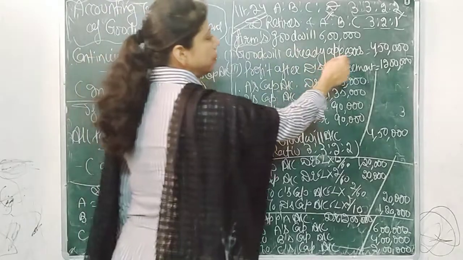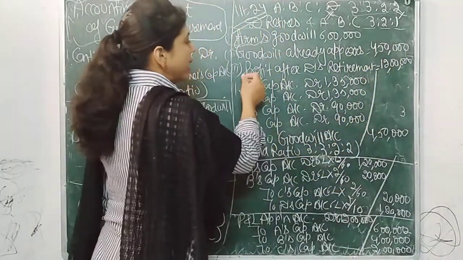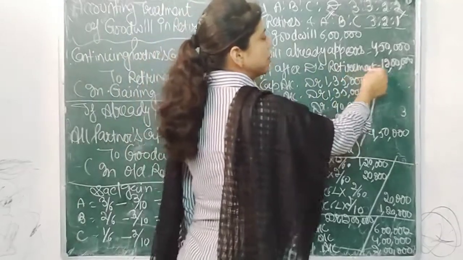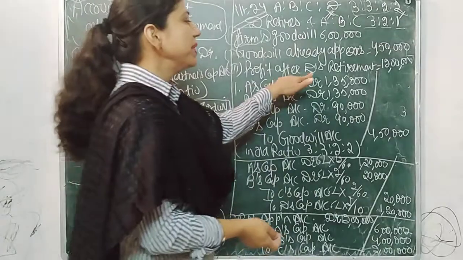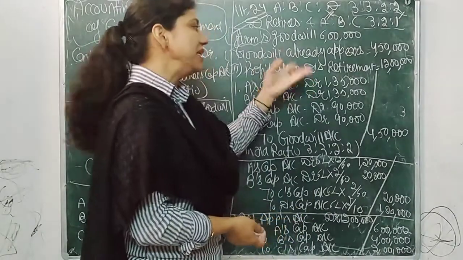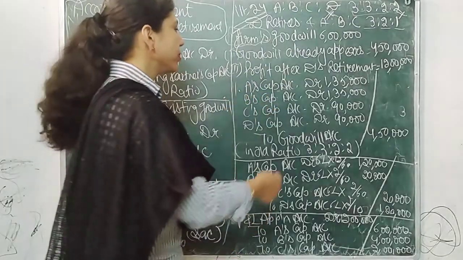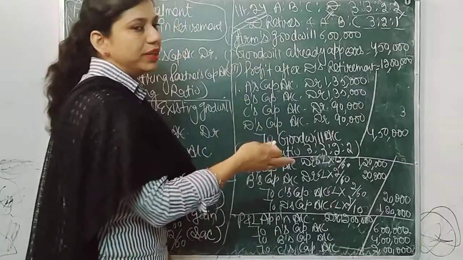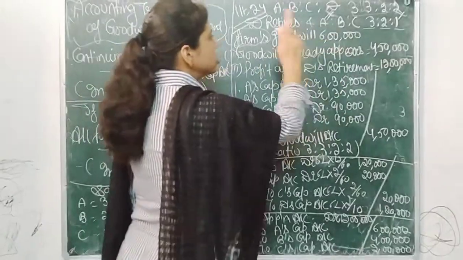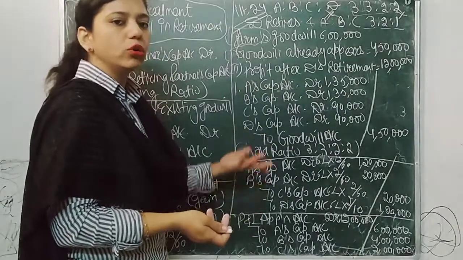Goodwill already appears at 4,50,000, in old ratio as I told you, and profit after D's retirement is 12 lakh, because it is after D's retirement, so it will be divided in new ratio. If there is any change after retirement, then it will definitely be in new ratio. So what will be the treatment? First, treatment of old goodwill. Goodwill already appears, so old goodwill goes in old ratio.